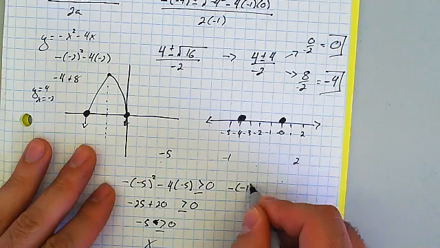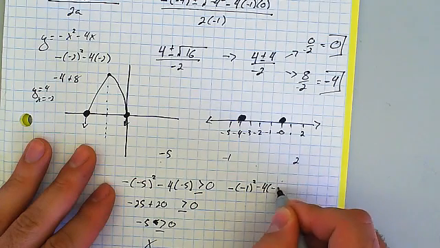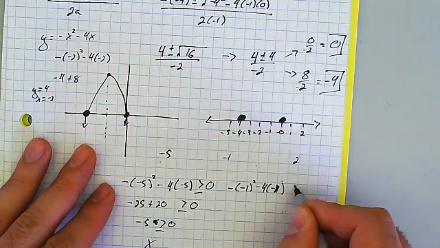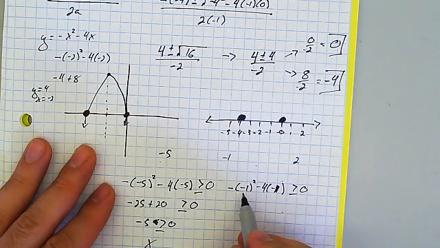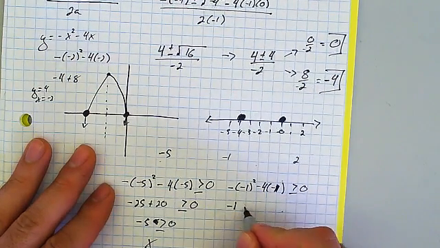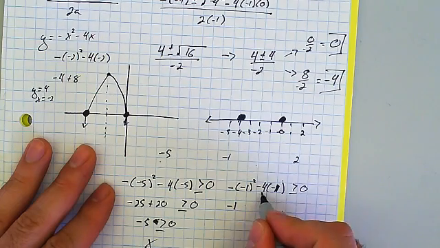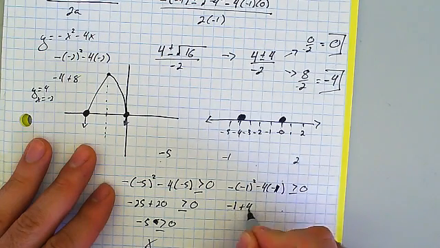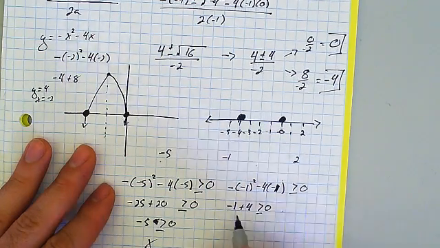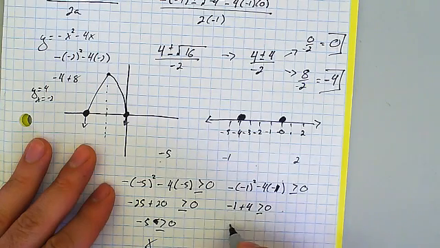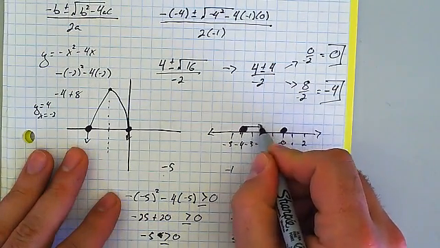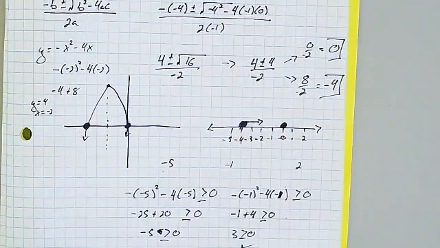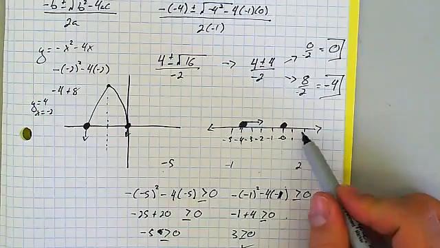If I use negative 1, negative 1 squared minus 4 times negative 1 is greater than or equal to 0. So negative 1 squared is 1, so we're going to have negative 1, negative 4 times negative 1 is positive 4. Negative 1 plus 4 is 3, which is greater than or equal to 0. It absolutely is. So we know that our first line goes off to the right.